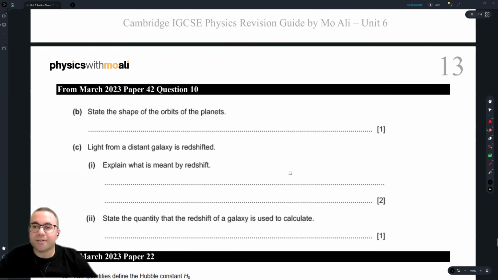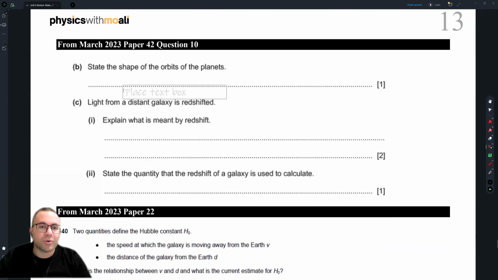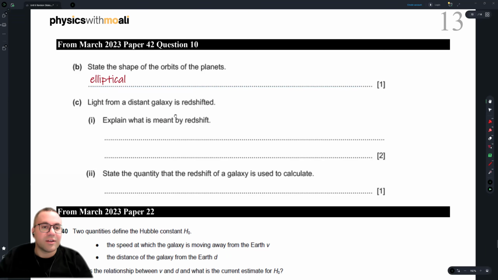Now, let's answer the last few sets of questions and finish this off. State the shape of orbits of planets. They're what? Elliptical. I know this was from an earlier section, but still. Then, light from a distant galaxy is redshifted. What does that even mean?